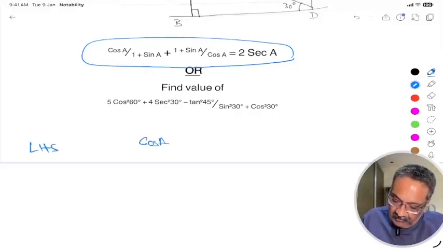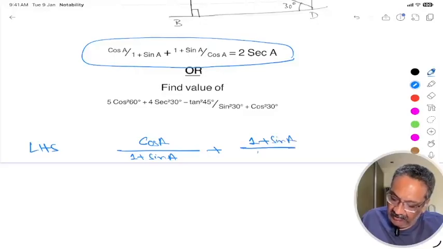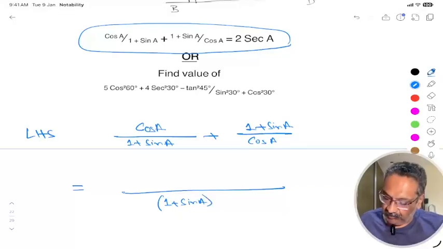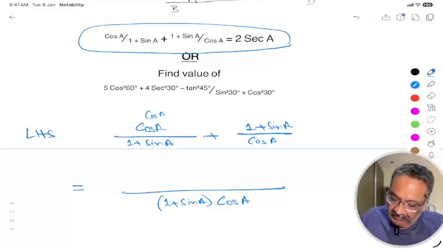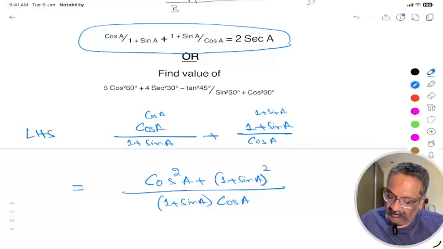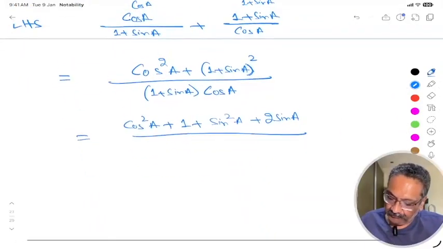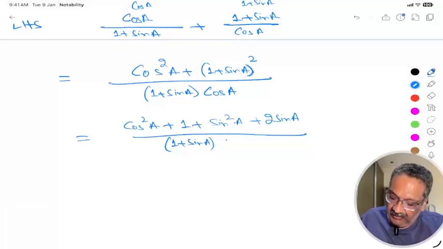LHS is cos A by 1 plus sin A plus 1 plus sin A by cos A. What we can do is add these two. The LCM is 1 plus sin A into cos A. So the first gets multiplied by cos A and the second by 1 plus sin A. So I get cos square A plus 1 plus sin A whole square, divided by 1 plus sin A into cos A. We'll expand this: cos square A plus 1 plus sin square A plus 2 sin A.